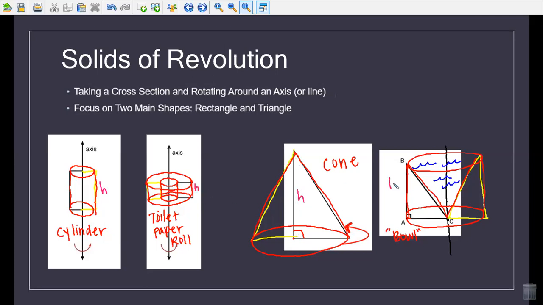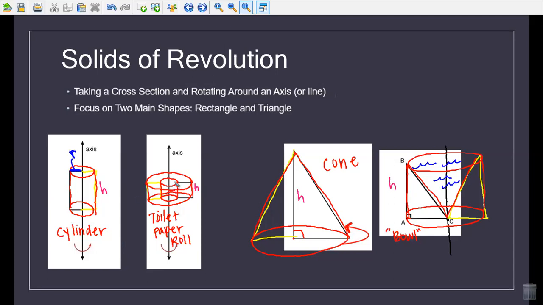And then the leg of my triangle is my height. So those are kind of the easy ones. The radius is where it gets a little tricky, right? Your radius for the cylinder is actually going to be part of your rectangle, one of the sides of your rectangle. And that's an R.